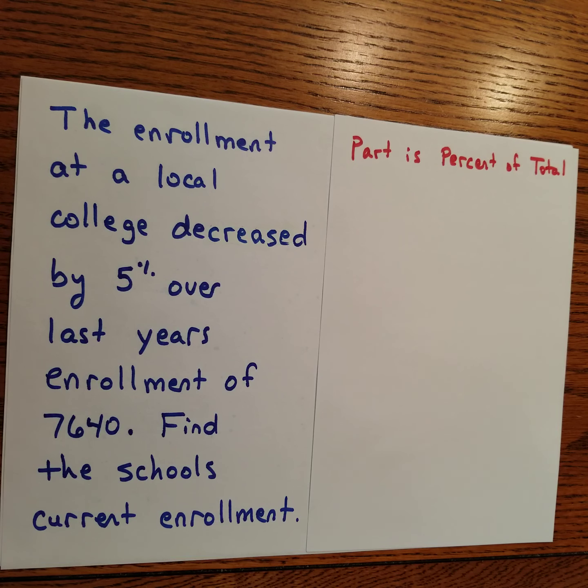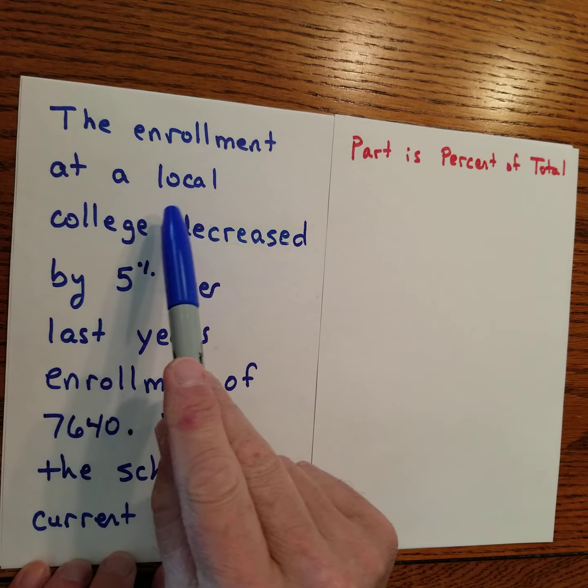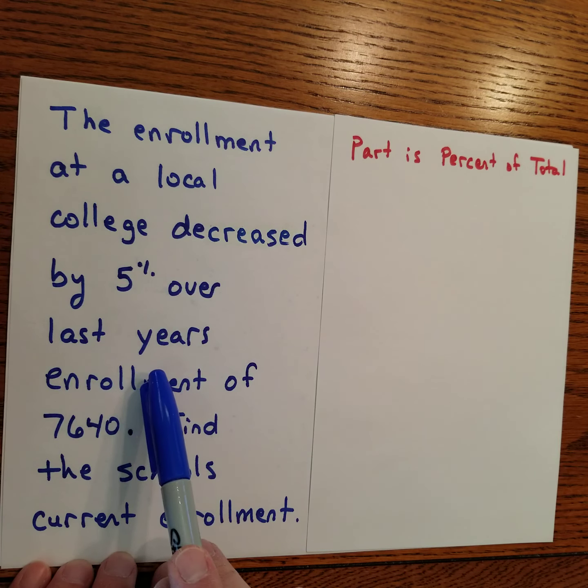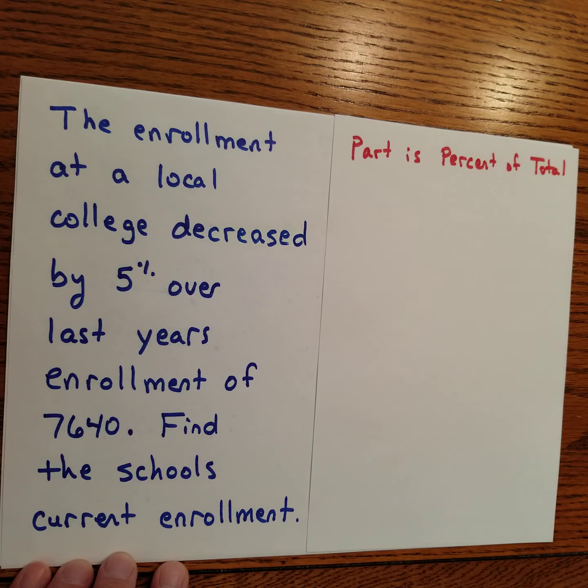Here's what I'd like you to do. Pause the video, read this problem all the way through. Read it through twice. Then start up the video and we'll work it through together. All right, let's read carefully. The enrollment at a local college decreased by 5% over last year's enrollment of 7,640. Find the school's current enrollment.